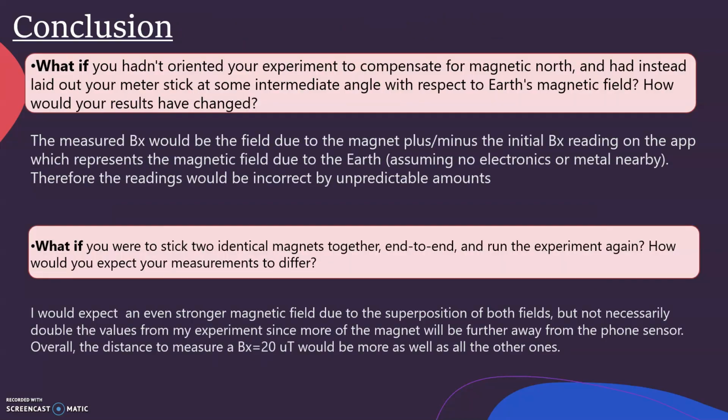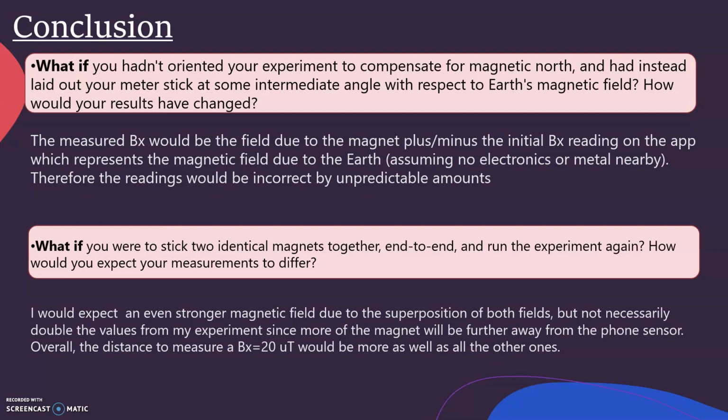So in conclusion, if I hadn't oriented the experiment to compensate for the magnetic north and had instead laid out the meter stick at some intermediate angle with respect to the Earth's magnetic field, how would the results have changed? The measured Bx would be the field due to the magnet plus or minus the initial Bx reading on the app, which would represent the magnetic field due to Earth, and therefore the readings would be incorrect by unpredictable amounts depending on where you started.